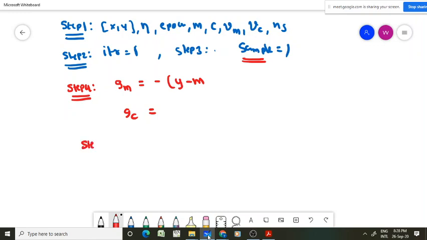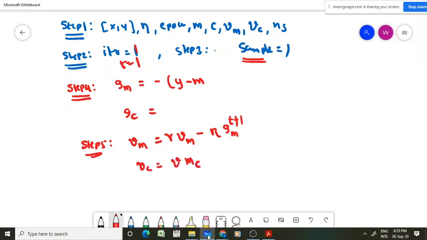In step 5, what do we have to do? Once you are getting gm and gc, we have to calculate the velocity. So Vm equal to gamma into Vm minus eta into, here you have to take the gradient in the next iteration, t plus 1. Suppose if you take iteration 1, t equal to 1, you have to estimate the gradient in the next iteration, right? Similarly, Vc equal to gamma into Vc.